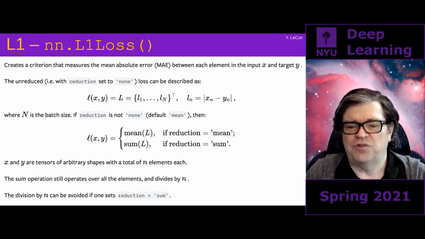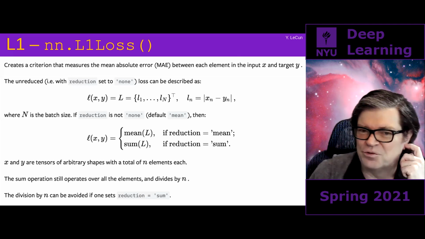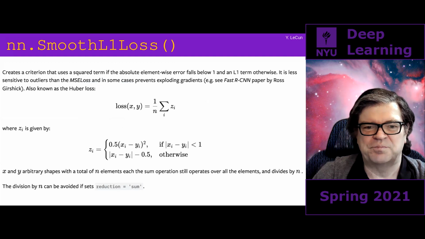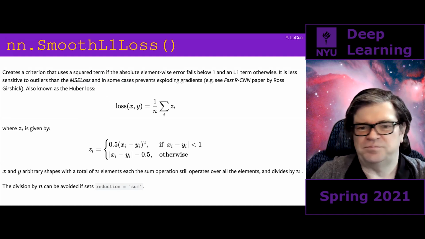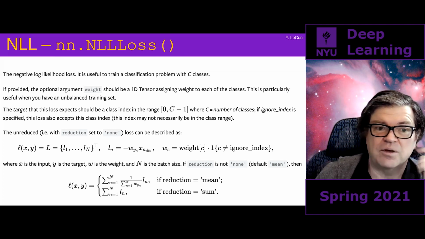This is the same thing, but instead of the L2 norm, we use the L1 norm. So this is the sum of the absolute values of the difference. Not used very often, but used sometimes. There are variants of this, which I'm not going to go into the details of. And here is the negative log likelihood loss, which is a special case of the log softmax I was talking about earlier.